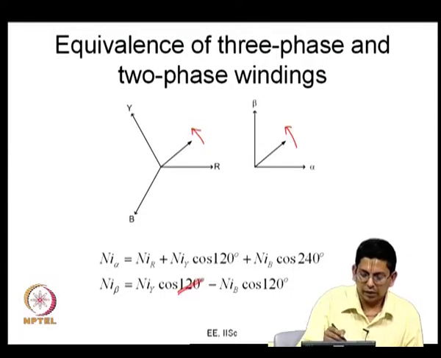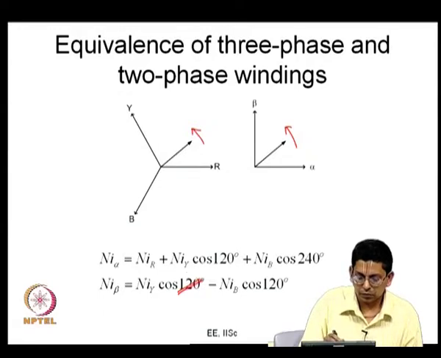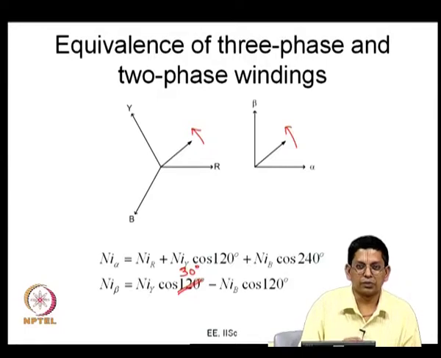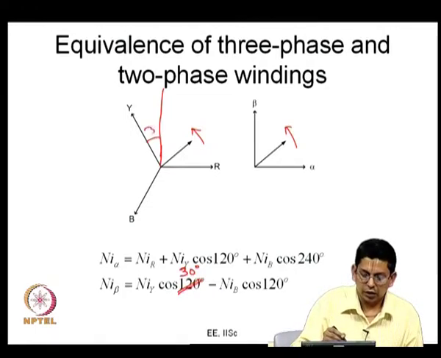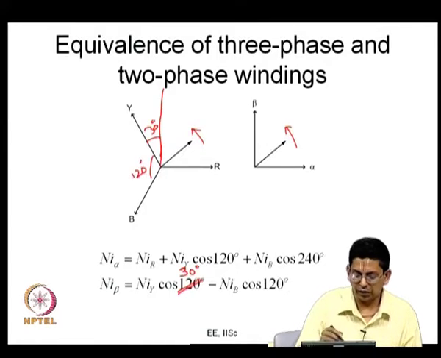So, if you look at it, it is going to be cos of 30 degrees. Sorry, there is a mistake here. So, this is cos of 30 degrees now. And again this is n I b, and this beta axis is 150 degrees away from here. So, this is 30 degrees and you have another 120 degrees. So, this is going to be 150 degrees, so cos of 150 degrees.